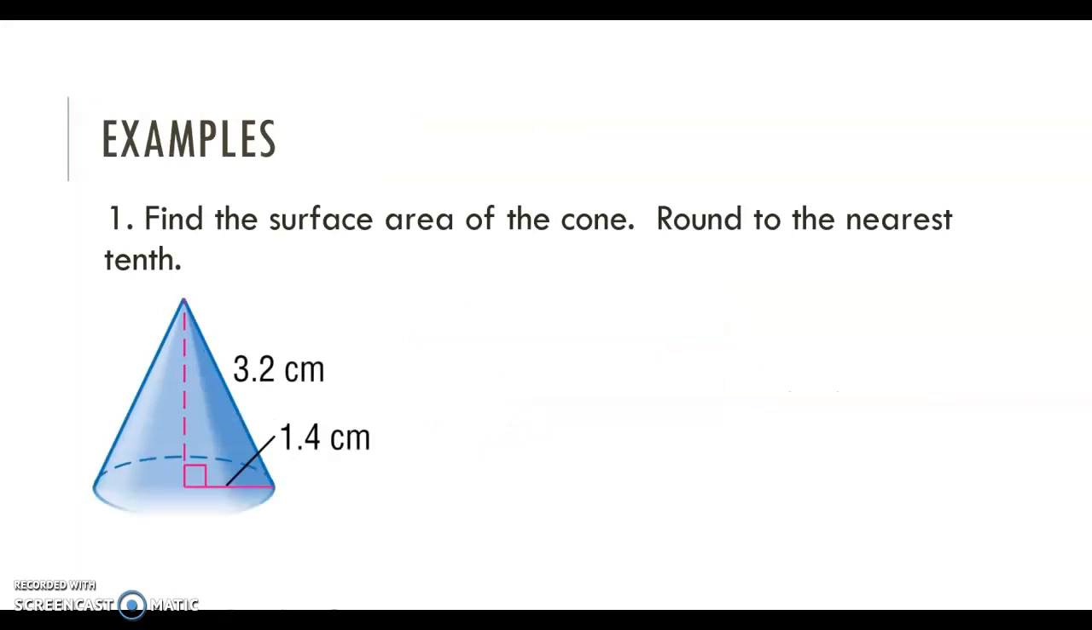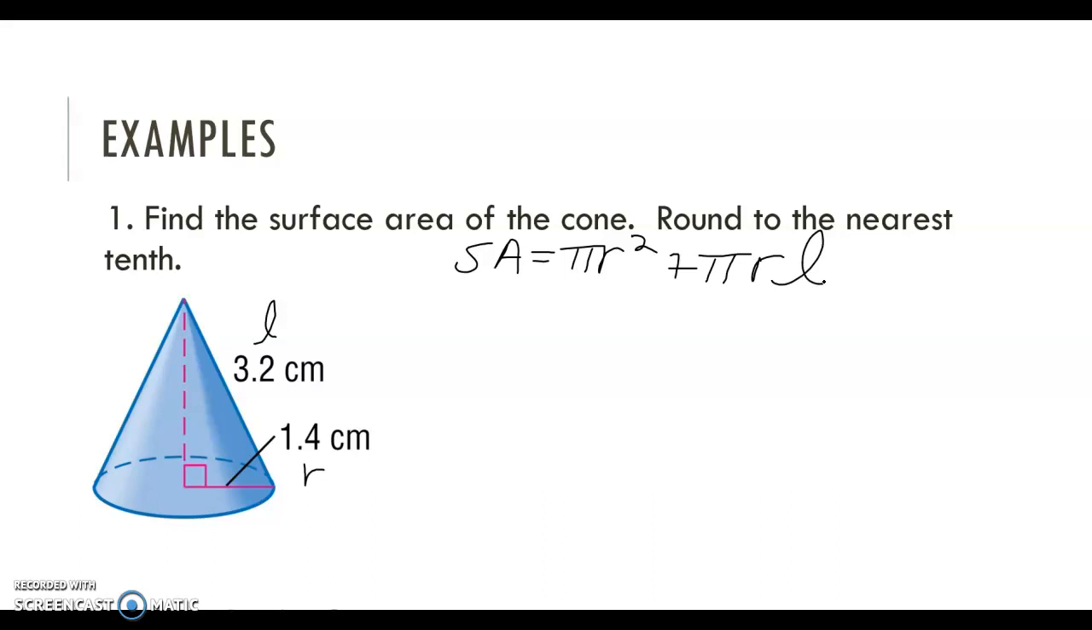So let's look at the first one here. We want to find the surface area of this cone. We're going to round our final answer to the nearest tenth as we've been doing. Let's take a look at what we're given in our picture. This 1.4 is going to be the radius of our circular base, and this 3.2 is symbolizing the slant height. So when I look at my surface area formula, I have pi r squared for the circular base plus pi r, and then I'm just going to use the slant height since I know what it is, replacing that square root of r squared plus h squared.